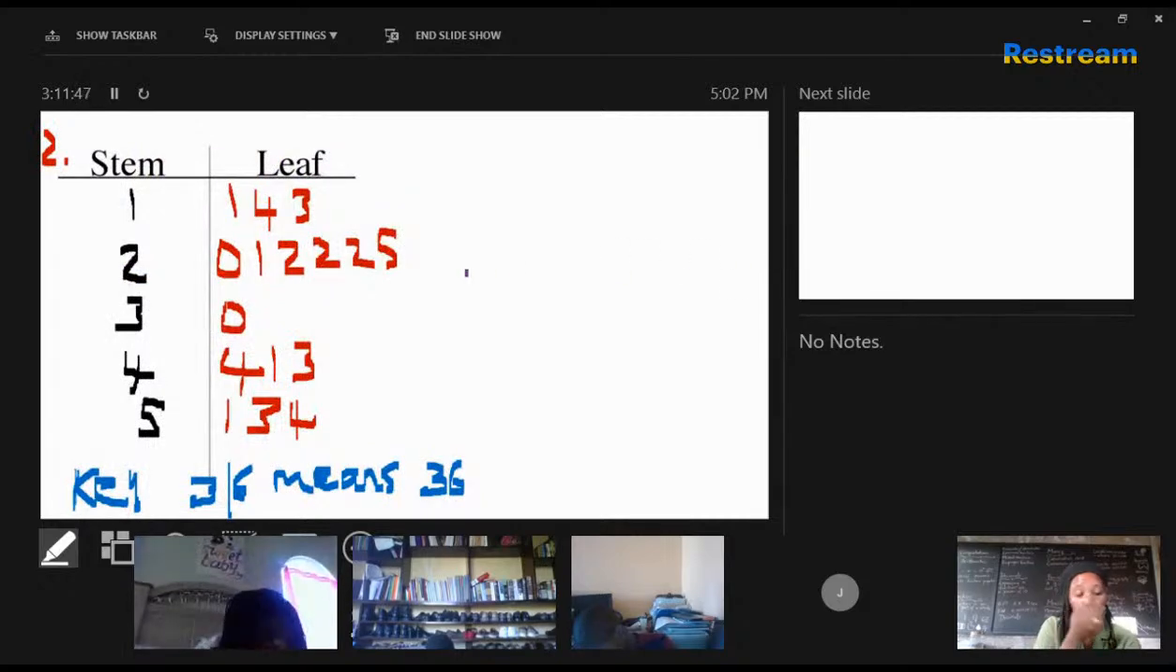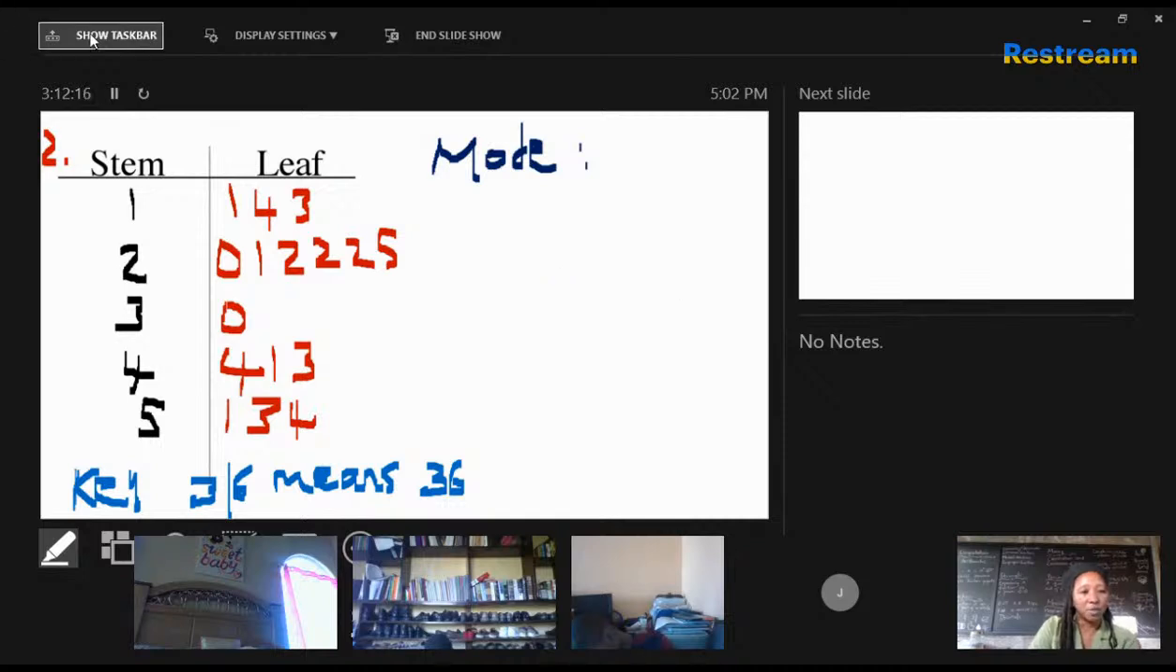All right, so for number two, remember we're finding the mode, the median, the range, and the mean. So looking at this stem and leaf, what is the mode? What's the most frequent number here? Look at it and tell me what the mode is. Type your answers or indicate to me. What is the mode of that set of numbers?